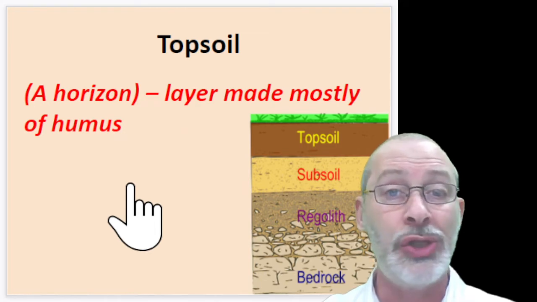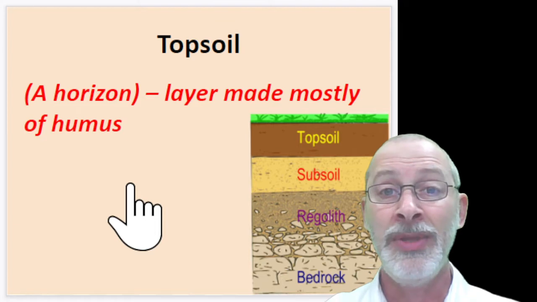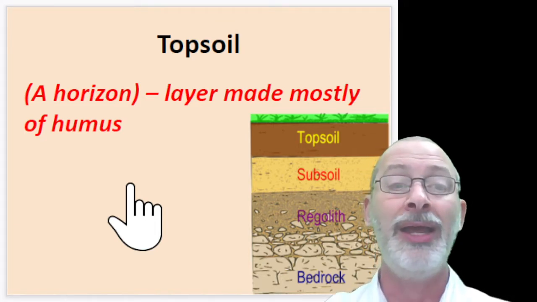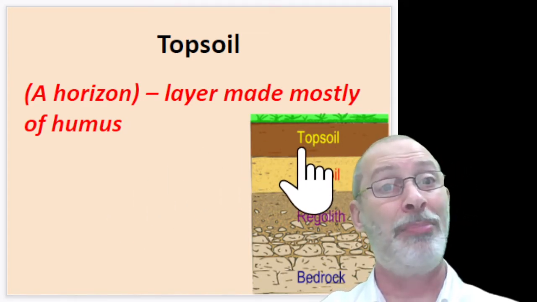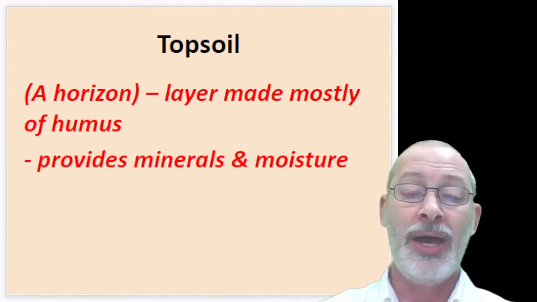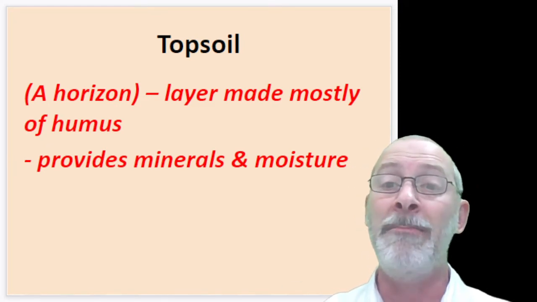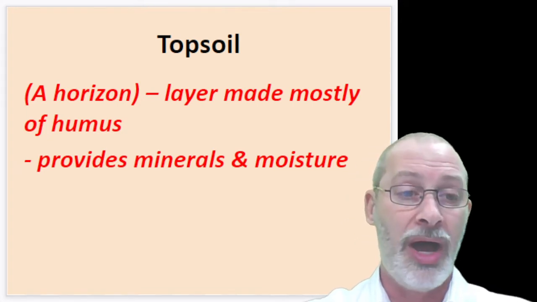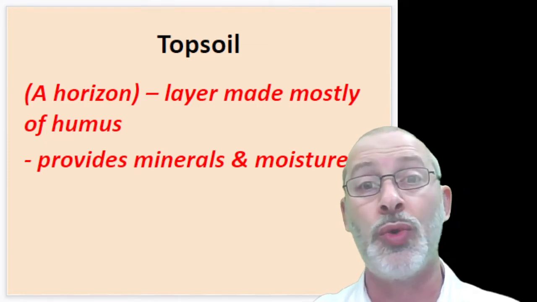Topsoil is what you want if you want to grow a nice lawn. Topsoil is what you want if you want to grow a garden. Topsoil is good for growing plants. And as the name suggests, it's only the top layer of soil. As we go beneath the topsoil, and we'll get to that in a moment, but it's the topsoil that provides the minerals and the moisture for plants to grow on. Topsoil is a very important resource around the world.